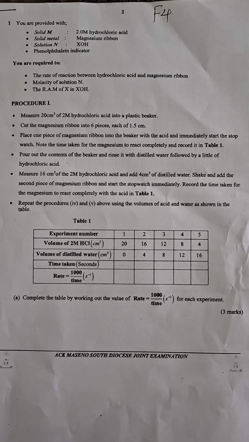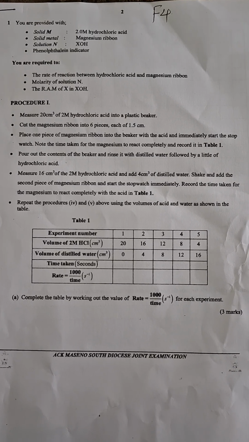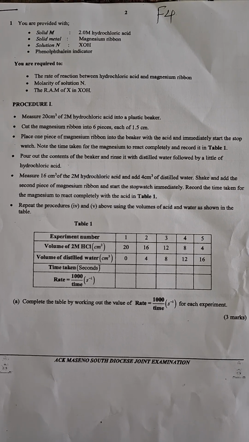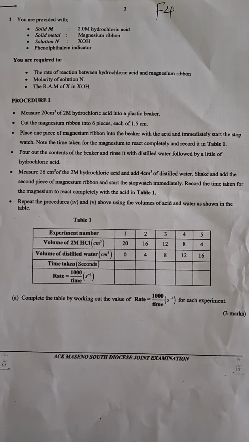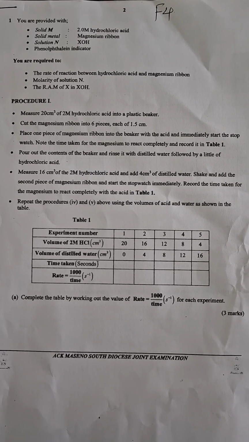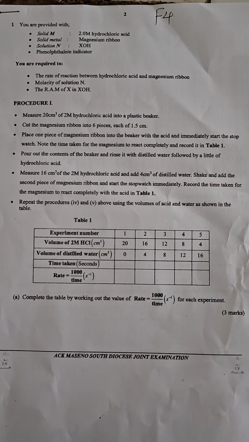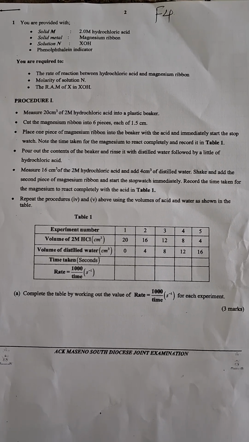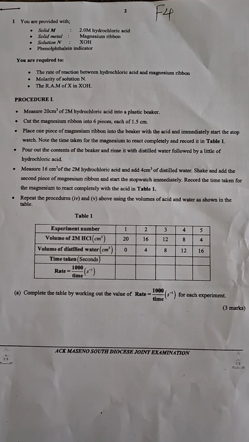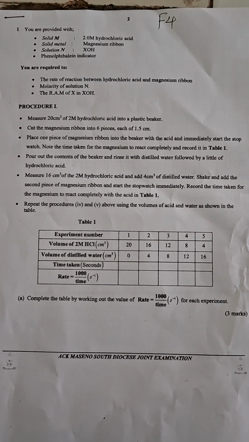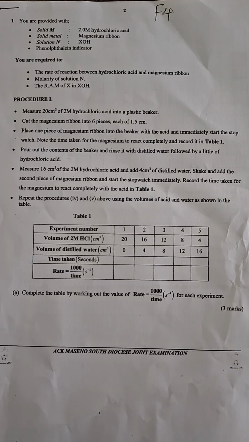Procedure 1. Measure 20 cubic centimeters of 2 molar hydrochloric acid into a plastic beaker. Cut the magnesium ribbon into 6 pieces, each of 1.5 centimeters. Place 1 piece of magnesium ribbon into the beaker with the acid and immediately start the stopwatch. Note the time taken for the magnesium to react completely and record it in table 1.